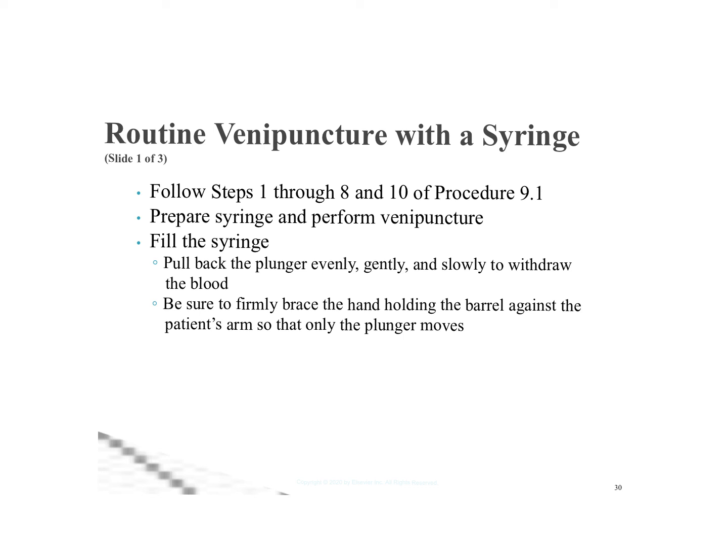Routine venipuncture with a syringe. We're going to follow steps 1 through 8 and 10 of procedure 9. Prepare syringe and perform venipuncture. We're going to fill the syringe, so we're going to pull back the plunger evenly, gently, and slowly to withdraw the blood. We want to make sure to firmly brace the hand holding that barrel against the patient's arm so that only the plunger moves.